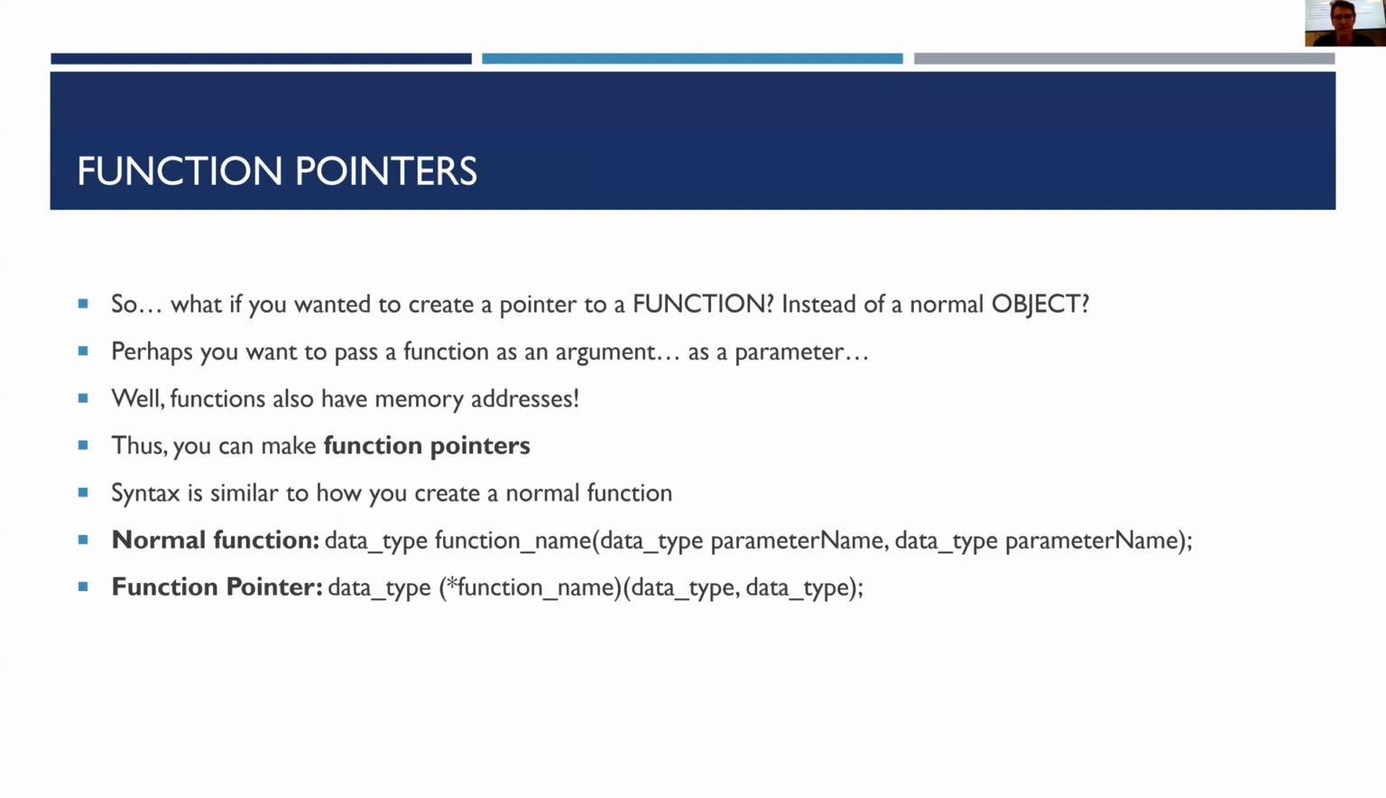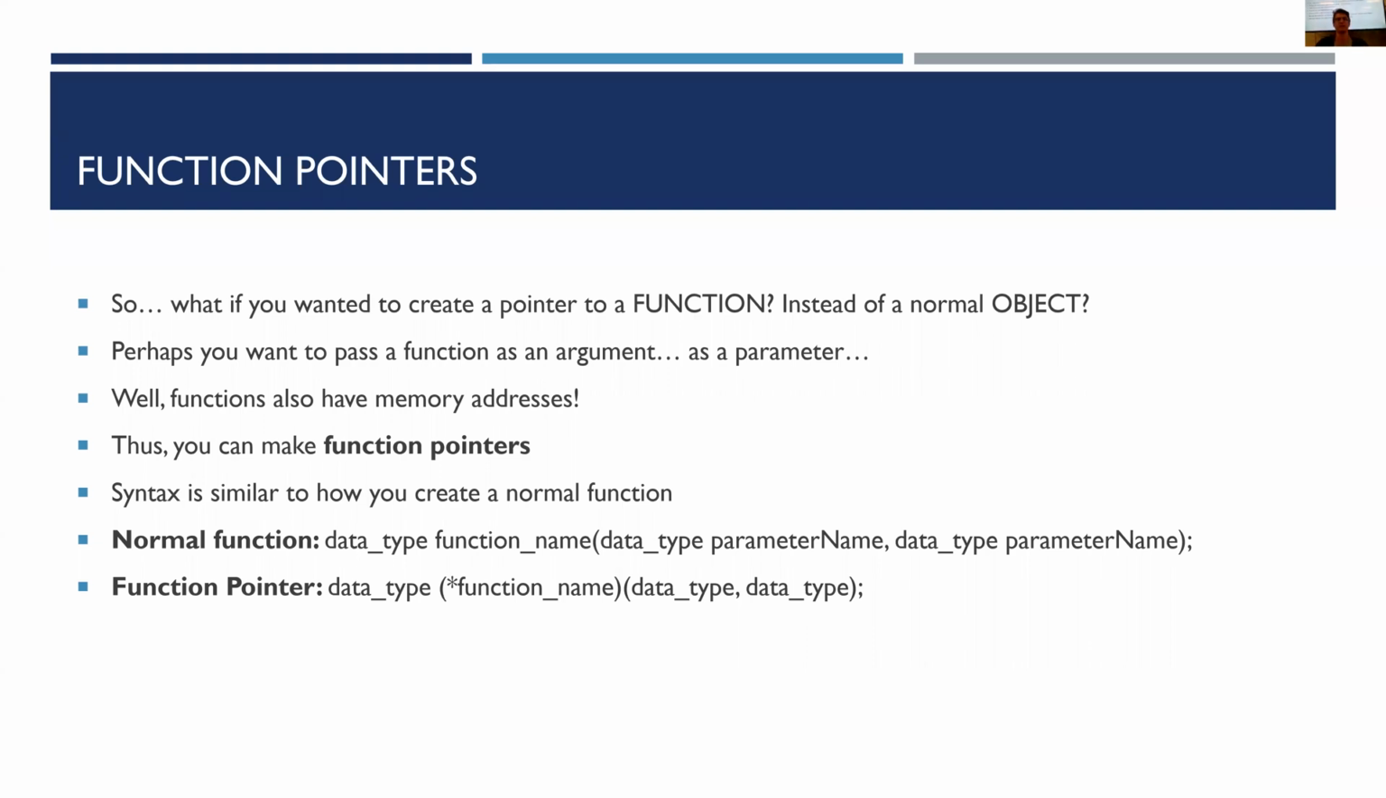Now, if you notice, I have the syntax written down there. Notice the similarity in the syntax between defining a normal function and defining a function pointer. Basically, you take the function name, put a little asterisk around it to say it's a pointer now, put little parentheses around it, and keep the data type there.